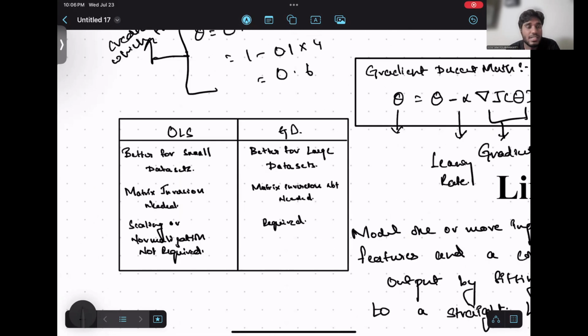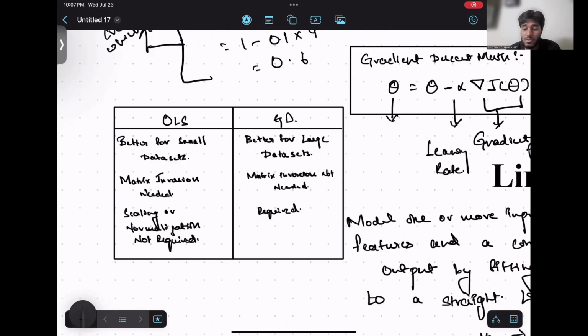So now, if you look at the differences between OLS and gradient descent, OLS models are better for small data sets, whereas gradient descent models work for data sets with millions of data points. In OLS models, complex computations like matrix inversions are needed, but in gradient descent, matrix inversion is not needed. You just calculate the gradient, and we just do an addition or subtraction to the weight to find the best fit line.